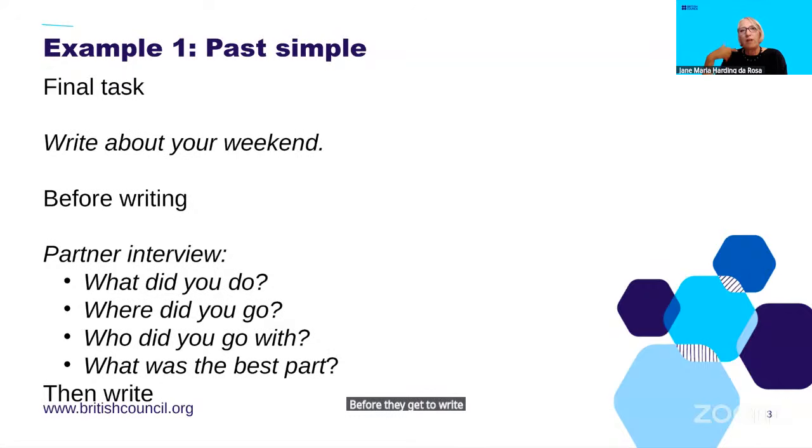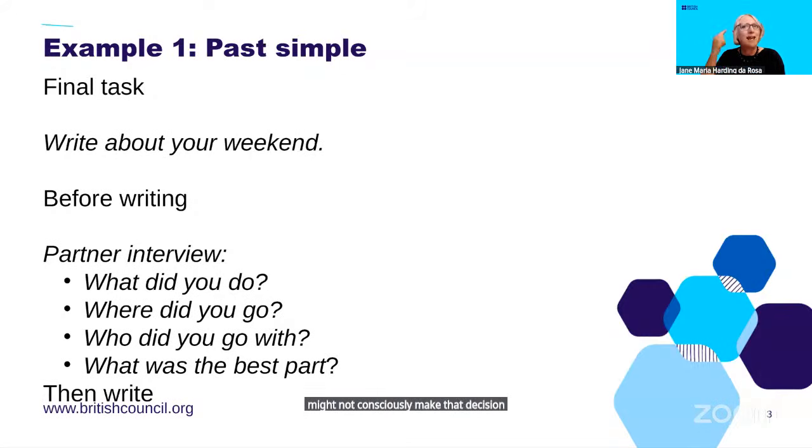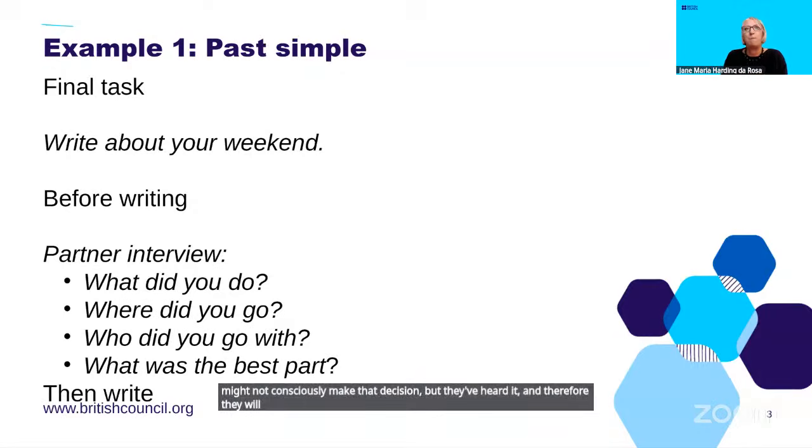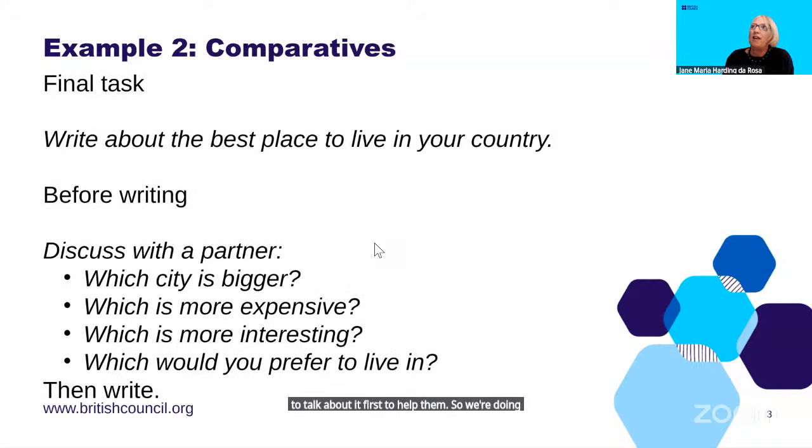So you're bringing all of that knowledge, they're hearing their partner saying things in the past tense as well. So that will help them remember, oh, I went here. Oh, yes, right. I'm going to use the word went. They might not consciously make that decision, but they've heard it and therefore they will start using it because they remember it. Who did you go with? All of these kind of questions. We want them to talk about it first to help them.